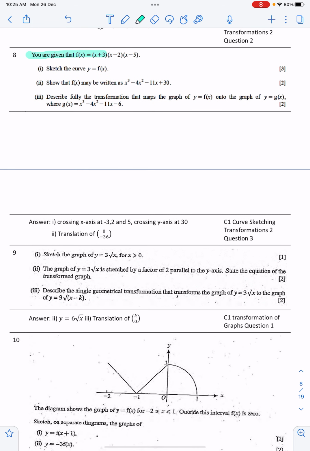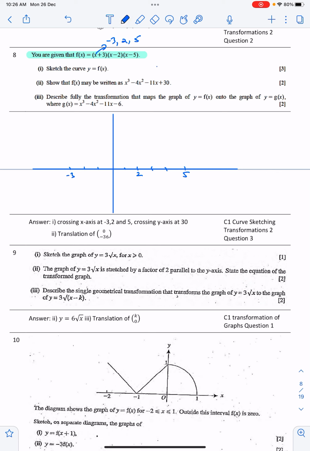You are given that f of x equals (x plus 3)(x minus 2)(x minus 5). Sketch the curve y equals f of x. If you want to sketch this curve, simply what you should do is on the graph you mark the 3 points of intersection with the x axis. If I make each bracket equal to 0, the 3 points which I am going to get are -3, +2 and +5. So I am just marking them here, -3, +2 and +5.